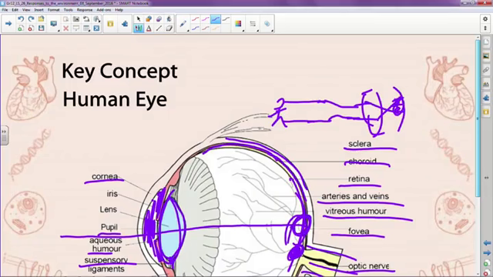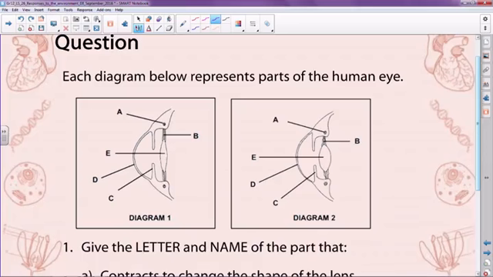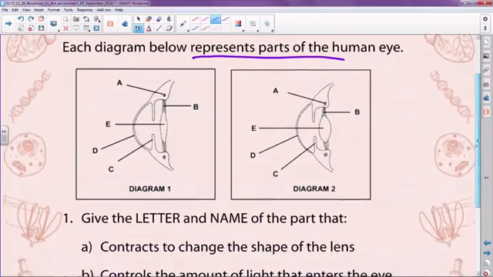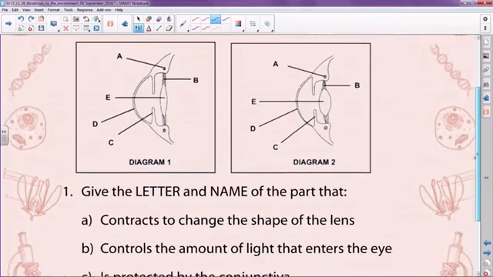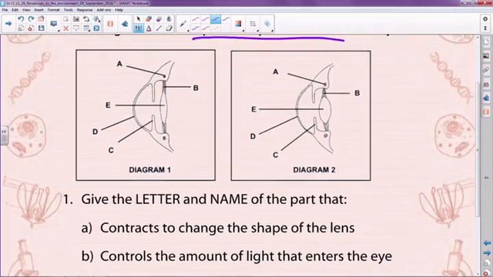These are all the quick ways of looking at it. Now, straight into questions. Let's see how good you actually are, because I love doing this. Each diagram below represents part of the human eye. Diagram 1 and diagram 2. At the moment, to me, it looks almost the same.